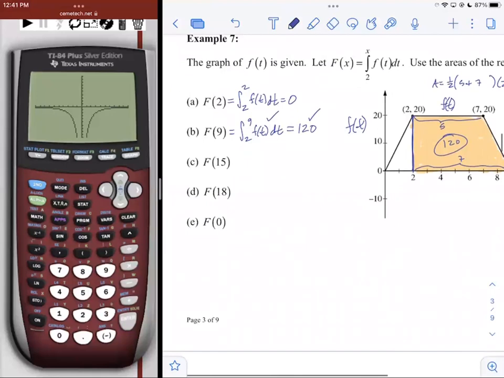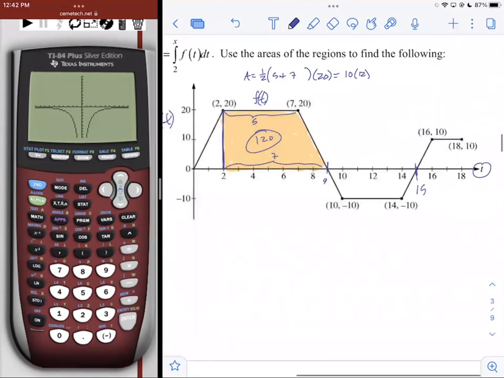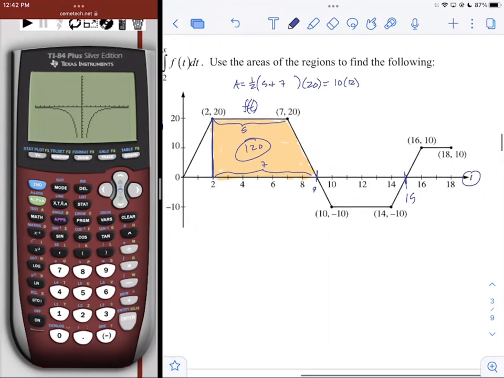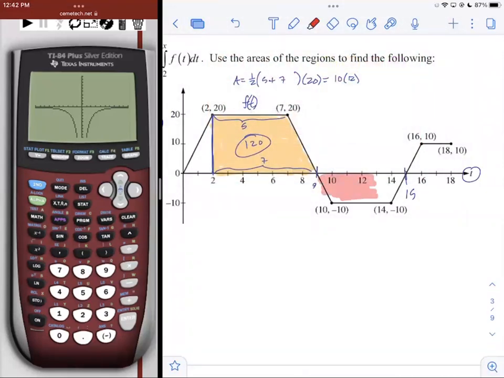All right. F of 15. Well, let's see. That's the integral from 2 to 15 of f of t dt. From 2 to 15. Well, 15 is way over yonder. So it's going to be 120. And then if I can find the area of this trapezoid, I'd have to do what? Subtract it because it's from left to right and it's below. Let's go ahead and find the area of this dude. Okay, I'll color him red.